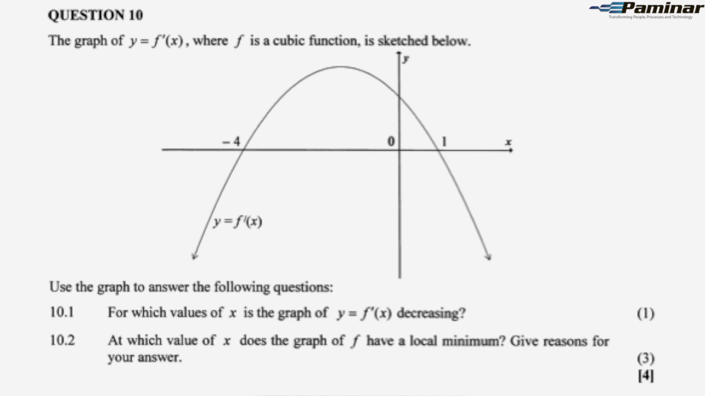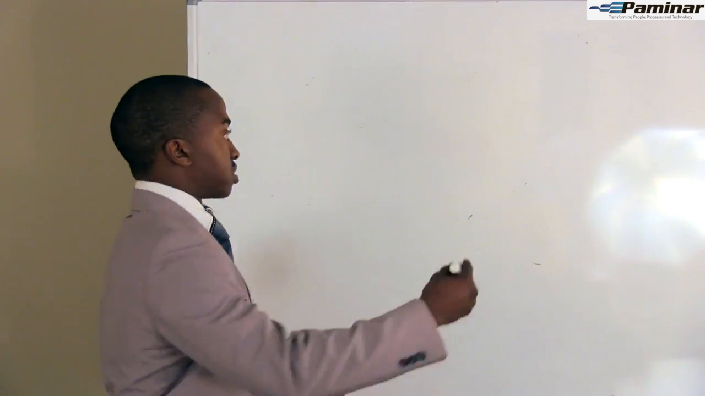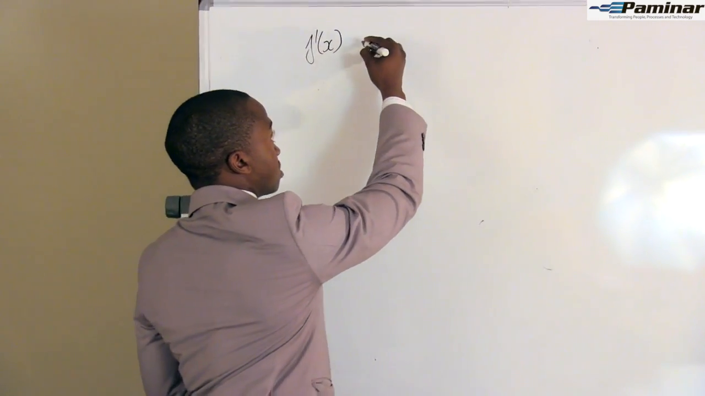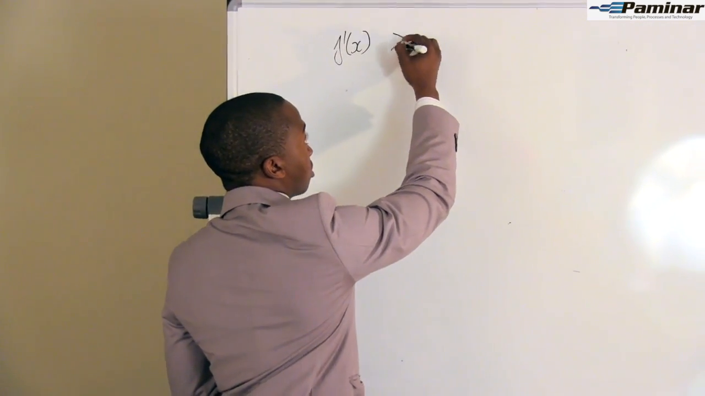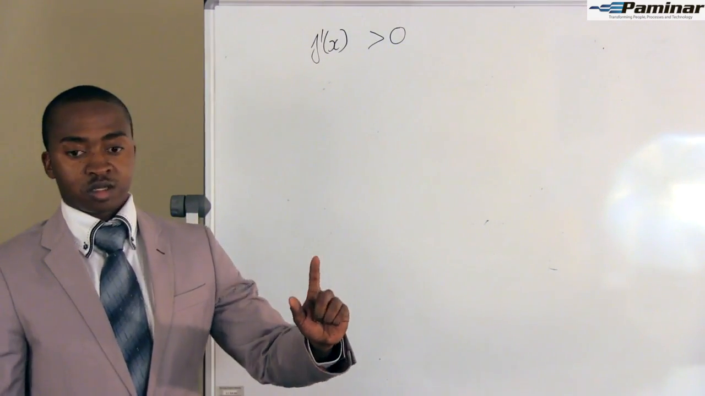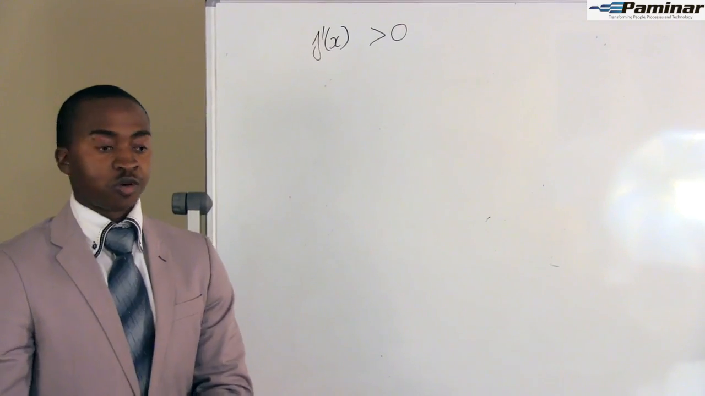10.1 is, for which values of x is the graph of y equals f prime x decreasing? Once again, for this you need to know your theory behind calculus. When a graph is decreasing, we solve, in our case for f prime x, based on our theory, it should be greater than 0. But then we're dealing with a parabola here, so we find out where our midpoint is, and then we solve for that.